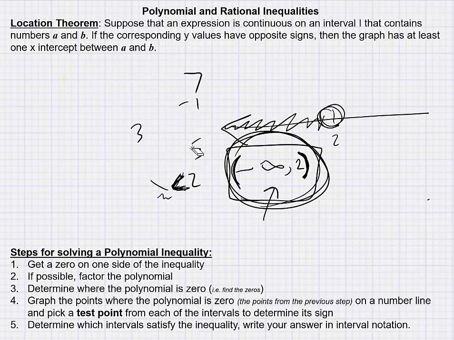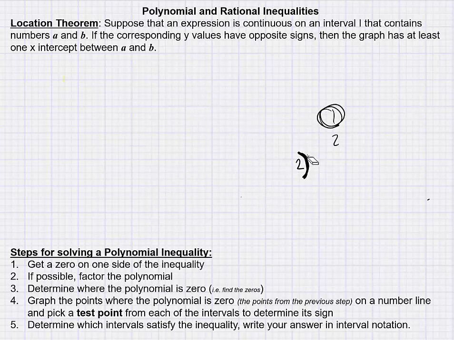Now, one part of solving these polynomial inequalities that are bigger than linear, say quadratic, cubic, etc., is the concept of this location theorem. This location theorem says, suppose that you have an expression that is continuous on an interval I that contains the numbers a and b. All that means is that you have some function that's all one piece. The corresponding y values for, say, these x values, a and b are the x values, the corresponding y values have opposite signs. That tells you the graph crossed the x-axis, basically.